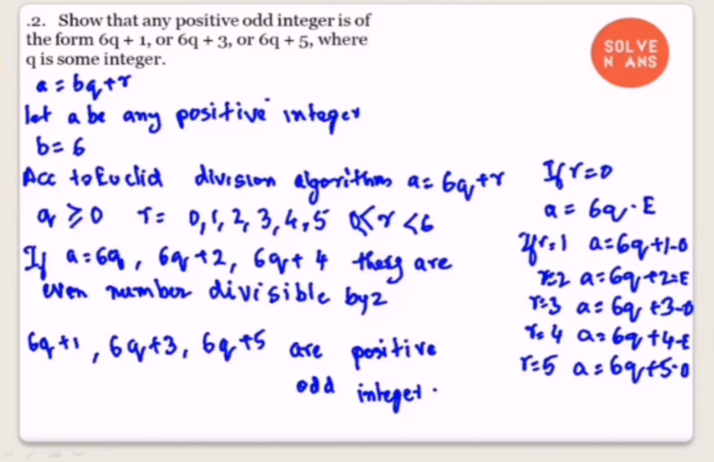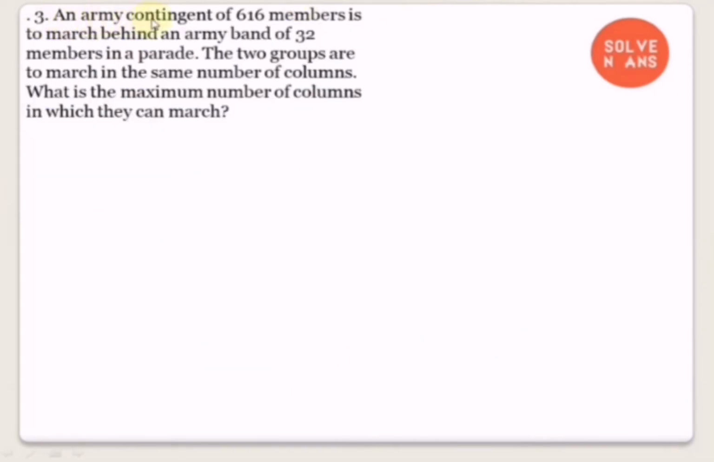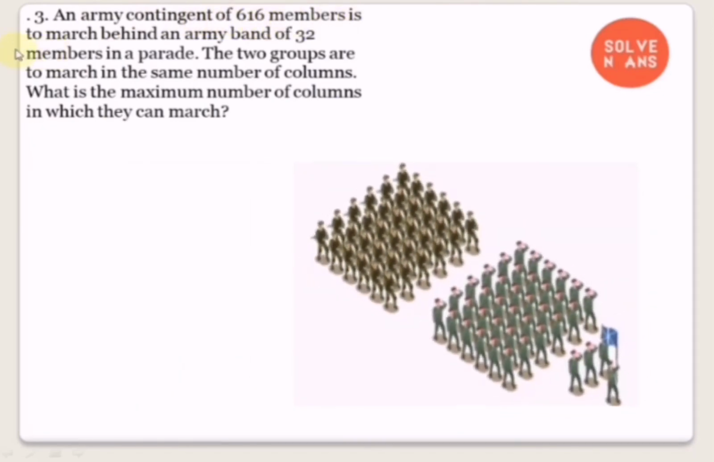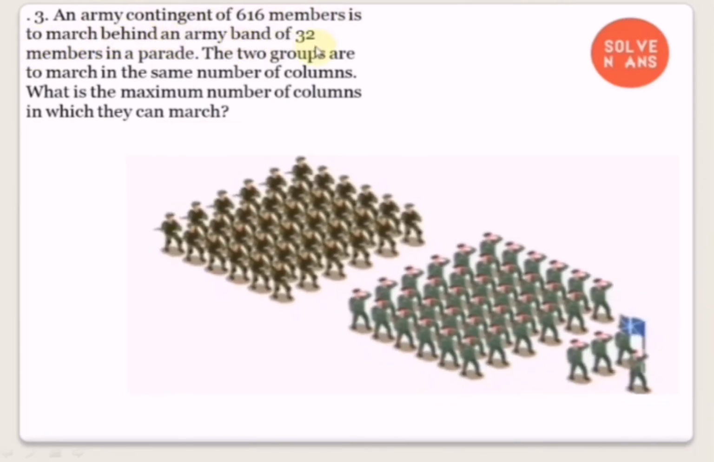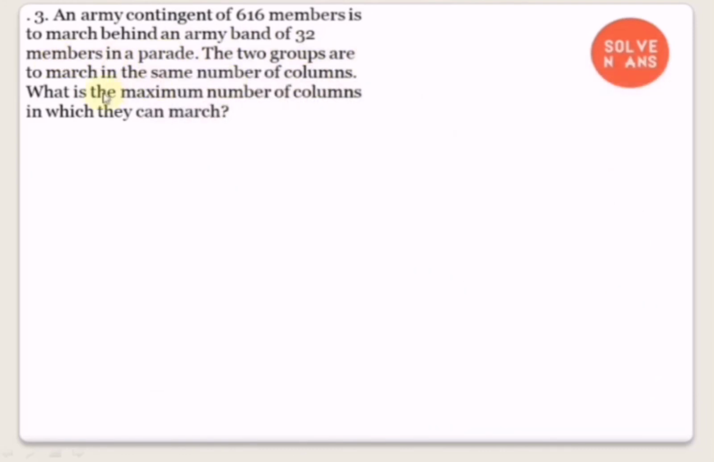So, coming to the next question. Question number 3: an army contingent of 616 members is to march behind an army band of 32 members in a parade. The two groups are to march in the same number of columns. What is the maximum number of columns in which they can march? Maximum means the highest common factor you have to find out. For this you are given two numbers, and you will find the highest common factor, which will give you the number of columns in which they can march.